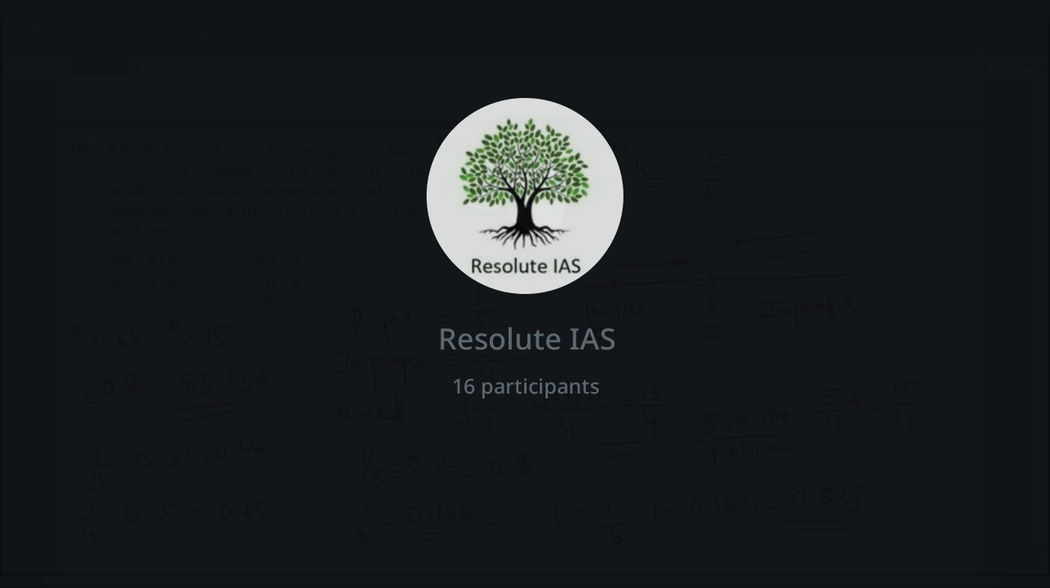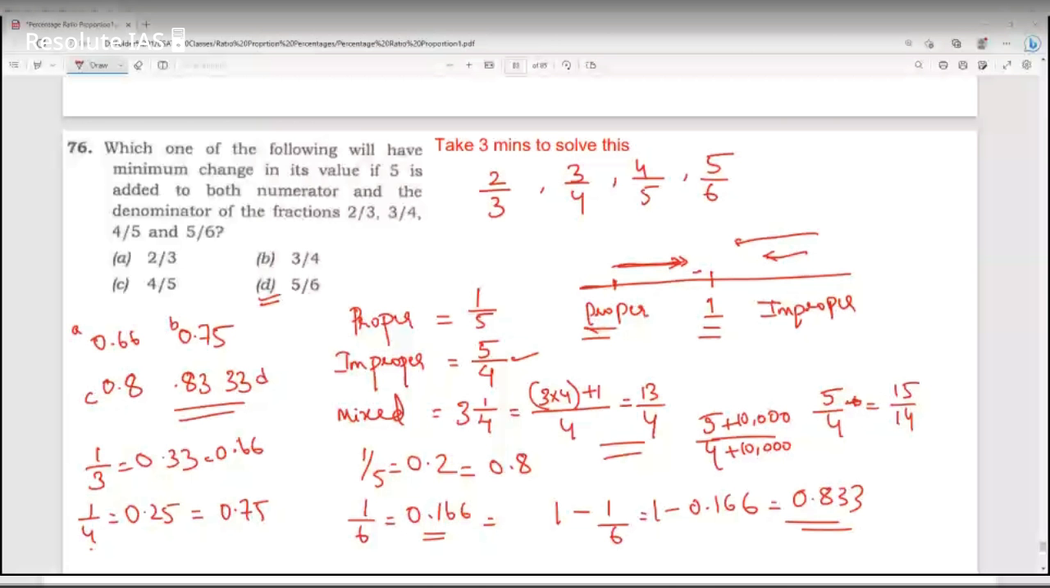LKR, please. Sir, can you please explain proper and improper? Proper and improper one. Okay.